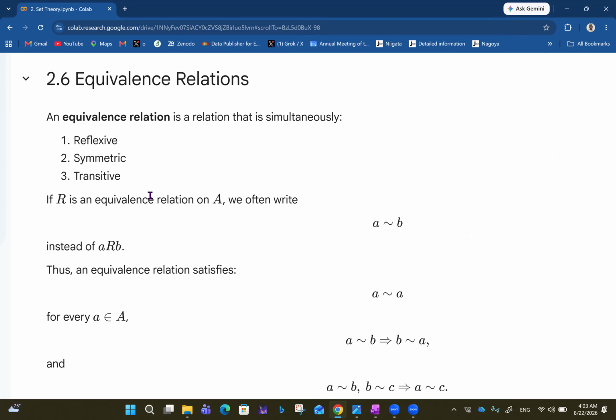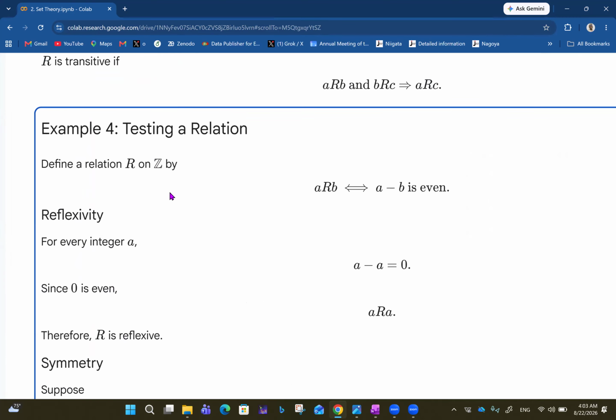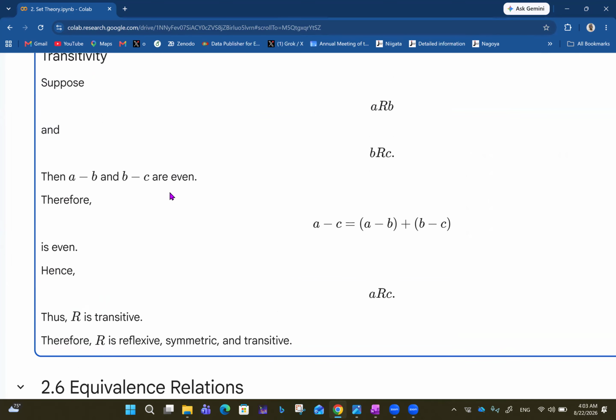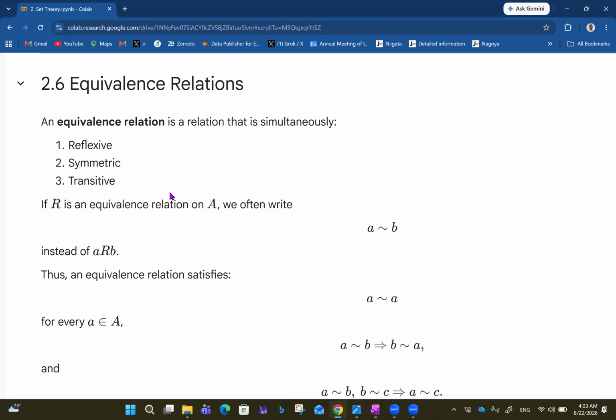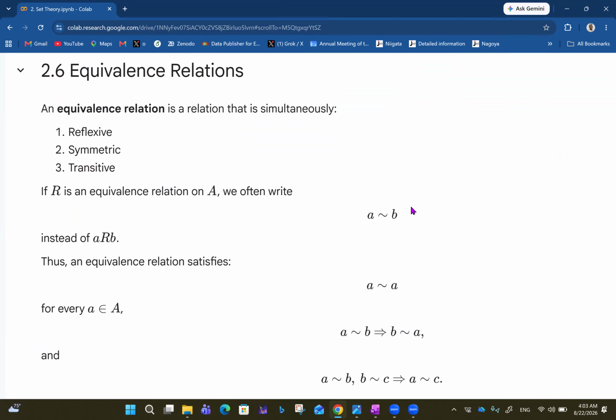So an equivalence relation is a relation that is simultaneously reflexive, symmetric, and transitive, just like the relation we just looked at: A is related to B if and only if A minus B is even. So if R is an equivalence relation on A, we often write A tilde B instead of A relates to B. If all these conditions are met, then we can change it to this tilde sign, A tilde B.